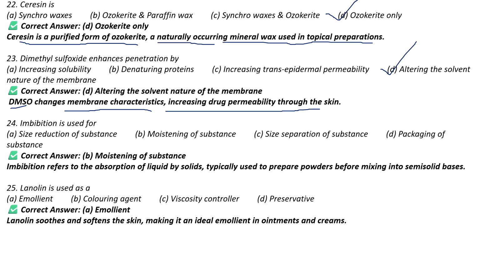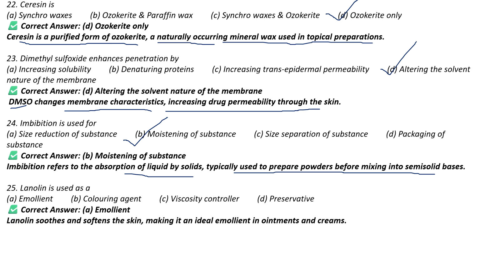Imbibition is used for, options are size reduction of substance, moistening of substance, size separation of substance, or packaging of substance. So imbibition refers to the absorption of liquids by solids, typically used to prepare powders before mixing into semi-solid bases. So we can say imbibition is particularly used for moistening of the substances. That is option B is the correct answer for this question. Moving on to the next question.